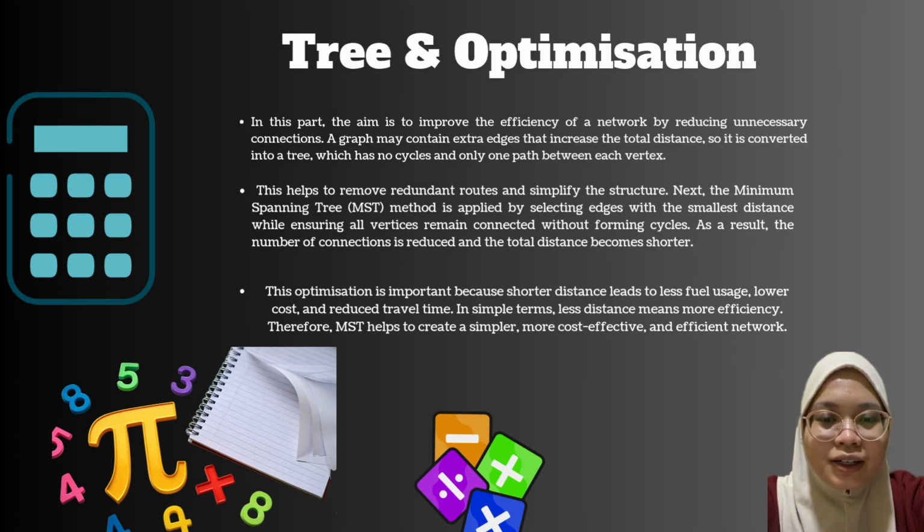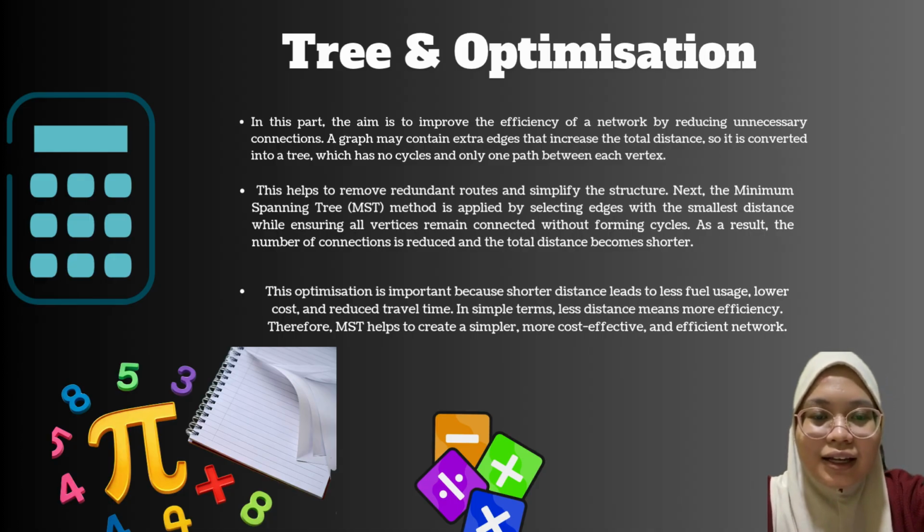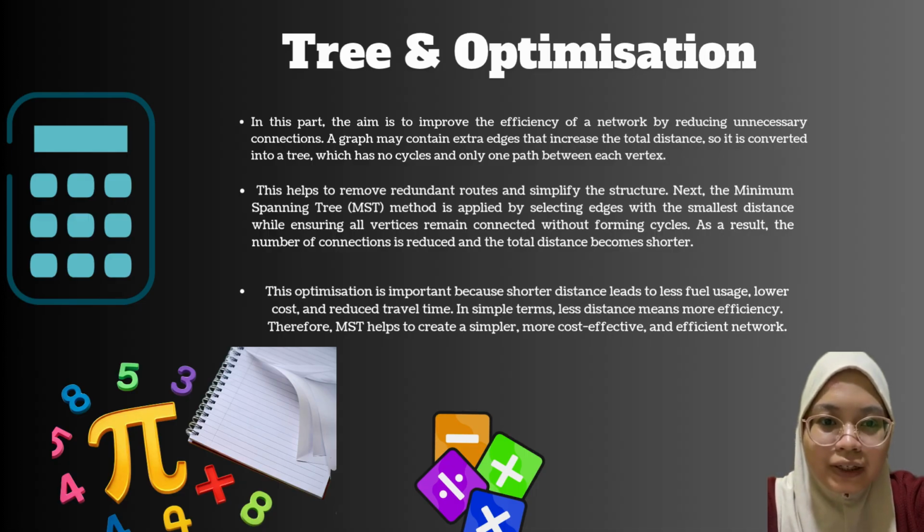For part C, I focus on tree and optimization. The main idea here is to make the network more efficient by reducing unnecessary connections. First, the graph is converted into a tree. A tree is a graph that has no cycle, which means there is only one path between each vertex. So any repeated or redundant routes can be removed and the circle becomes simple.